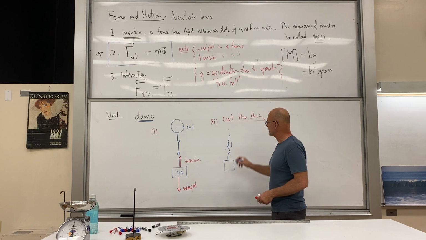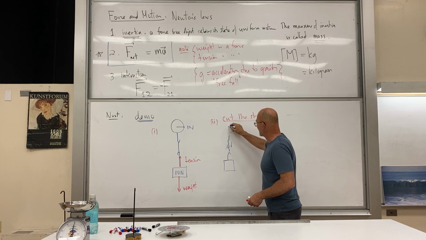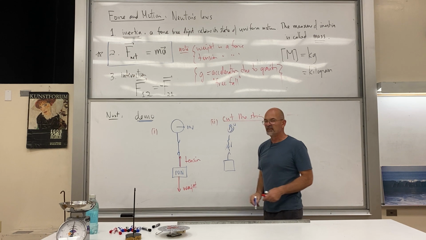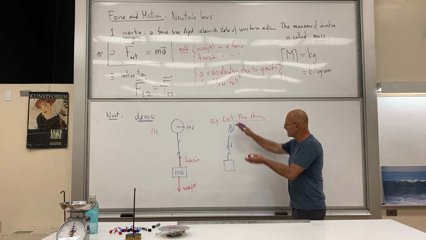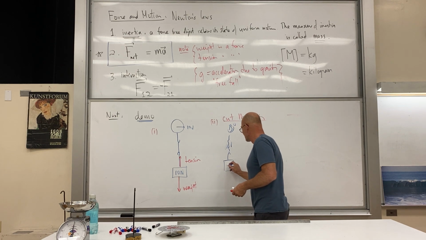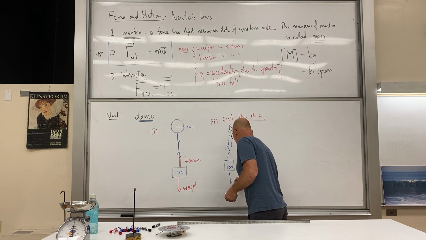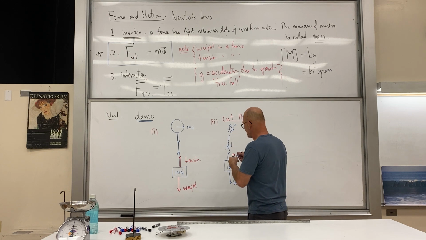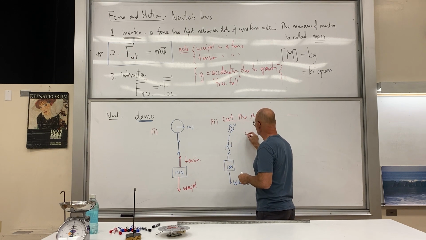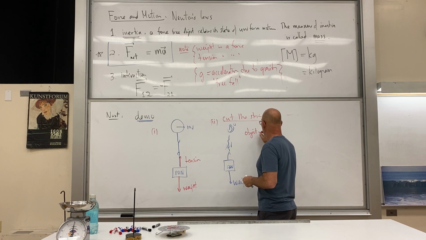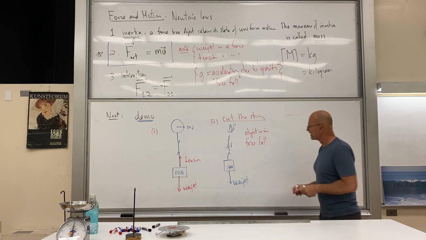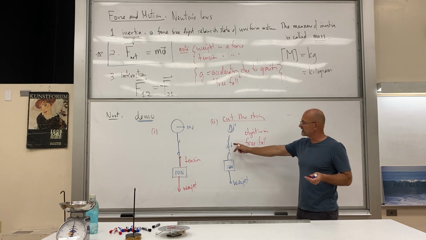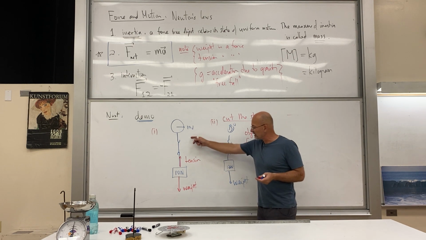There's the string, right? The scale now reads 0, for what it's worth, because this thing is falling, and it still has its weight. Okay. So after I cut the string, the object is in free fall, and we've studied free fall. Objects in free fall, of course, the tension in the string is now 0 instead of 10 newtons.